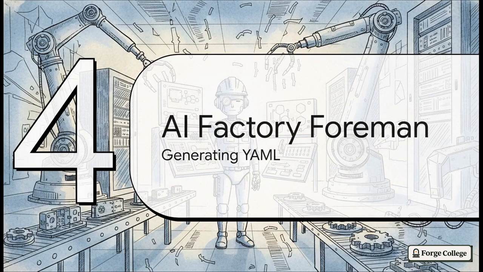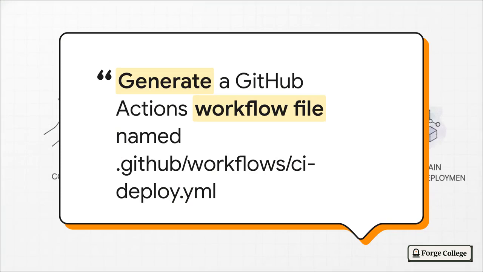All right, let's look at Section 4, AI as your factory foreman. So writing the YAML configuration files to actually instruct this robot can be pretty daunting. Honestly, it's a super common hurdle we see for students in our learning programs at Forge College. It's just tedious, syntax-heavy work. So why not hire an AI assistant to be your factory foreman? Here's your literal cheat code.